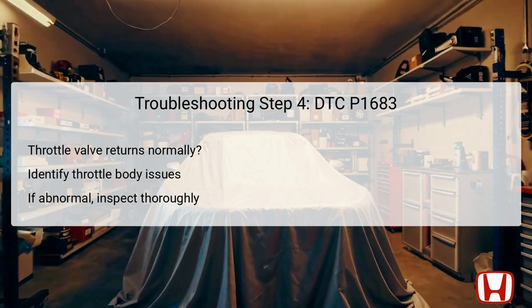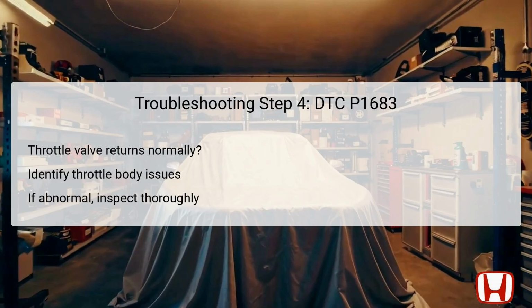In this step, the critical evaluation of the throttle valve's movement takes place. You need to determine if the throttle valve returns to its default position normally after you release it. This step is all about observing if the throttle valve is mechanically sound. If the valve does indeed return to the default position without issues, then the throttle body itself may be in acceptable condition. Conversely, if the throttle valve does not respond as anticipated, this would indicate a malfunction within the throttle body, necessitating further inspection or likely a replacement.